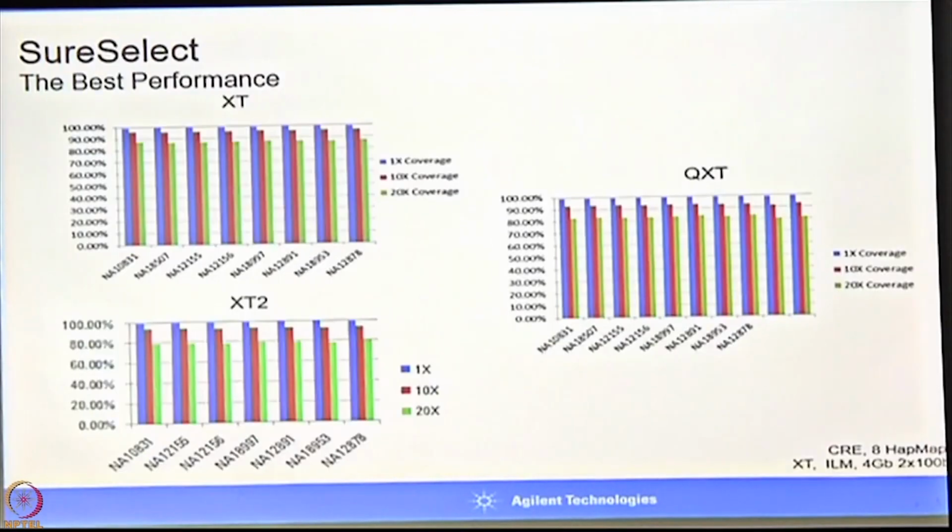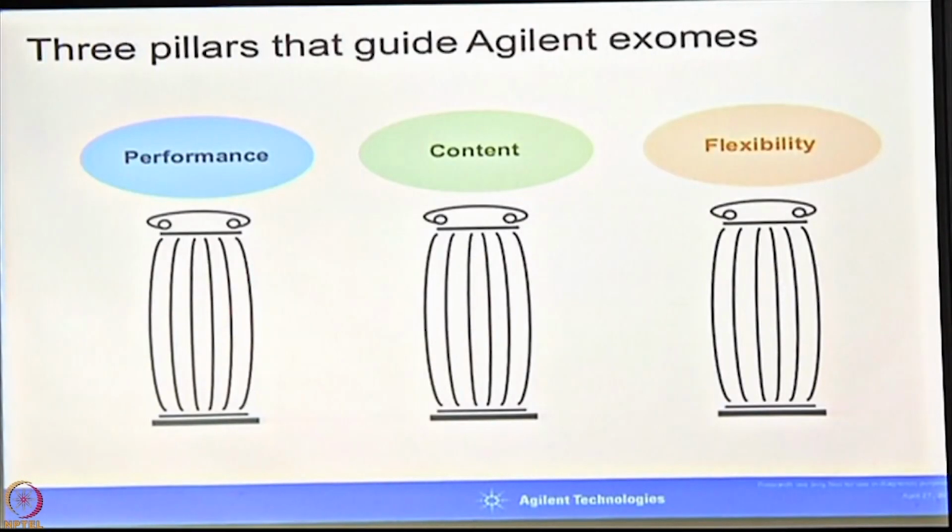Okay, so the performance of all these methods to make the exome library is pretty good, and they get very good coverage, more than 95% coverage with all the methods. These are the 3 pillars Agilent works on: performance of the exome library, content, and flexibility. We have worked for decades to improve the performance, content, and flexibility of the kits.